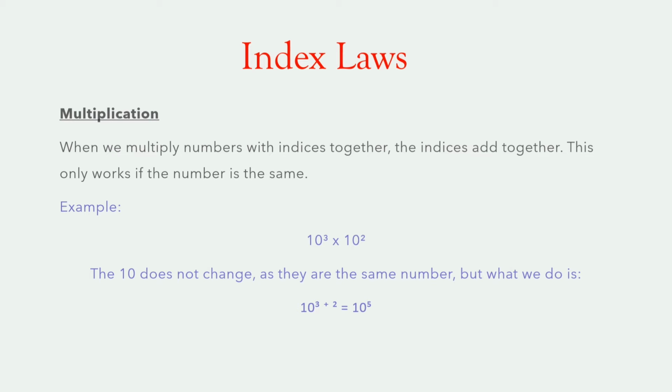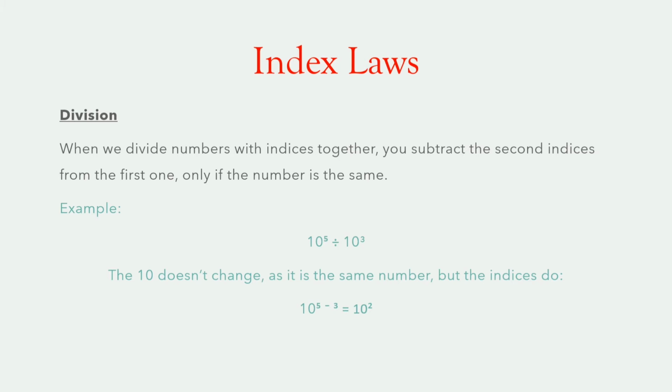So we've got multiplication. When we multiply numbers with indices together, the indices add together, but this only works if the number is the same. So for example, 10 cubed times 10 squared, the 10 stays the same, but the indices don't. When you multiply the two numbers, you add the indices together. So you would do 10 to the power of 3 plus 2, which equals 10 to the power of 5. And it's that simple.